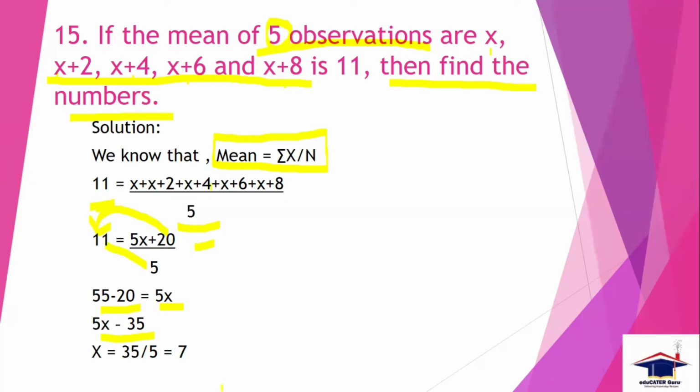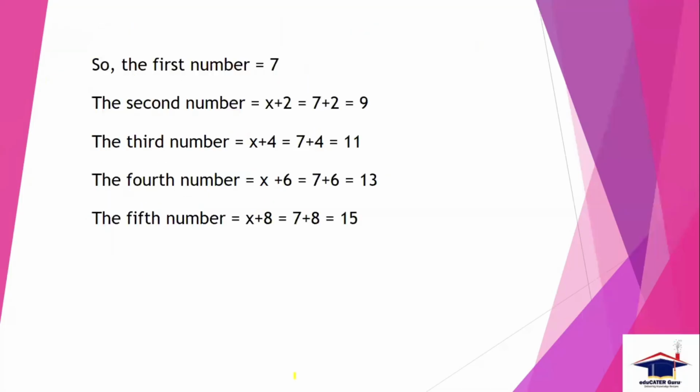5x equals 35. So, x equals 35 by 5, which is 7. So, the first number x is 7. The second number is x plus 2, which is 7 plus 2, 9; 7 plus 4, 11; 7 plus 6, 13. The last, fifth number is 7 plus 8, 15. This is how you will find the numbers.